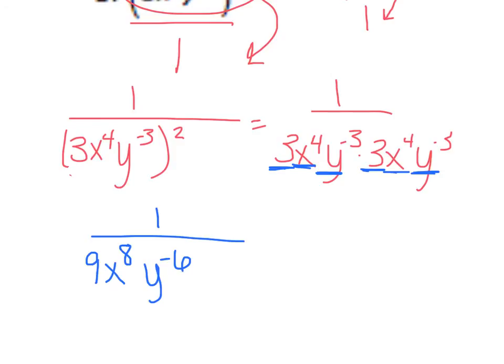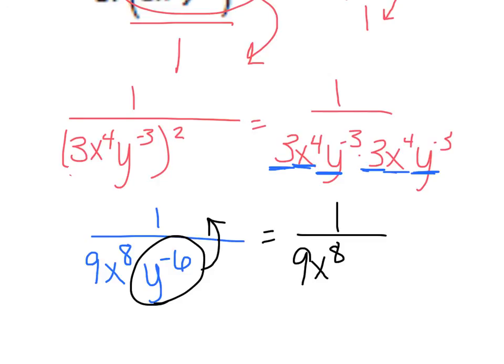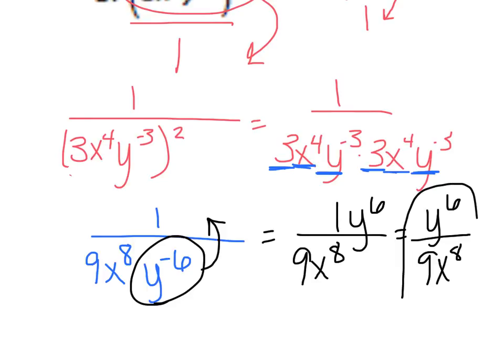But the last and final step is that we play the should I stay or should I go. The 1 on the top obviously stays. The 9 on the bottom stays. X to the 8th stays. The 8's positive. But the y to the negative 6 needs to go, and that's going to go to the top. So you can leave it like this, or you can drop the 1 since you have something else to hold its place, and write it like that.